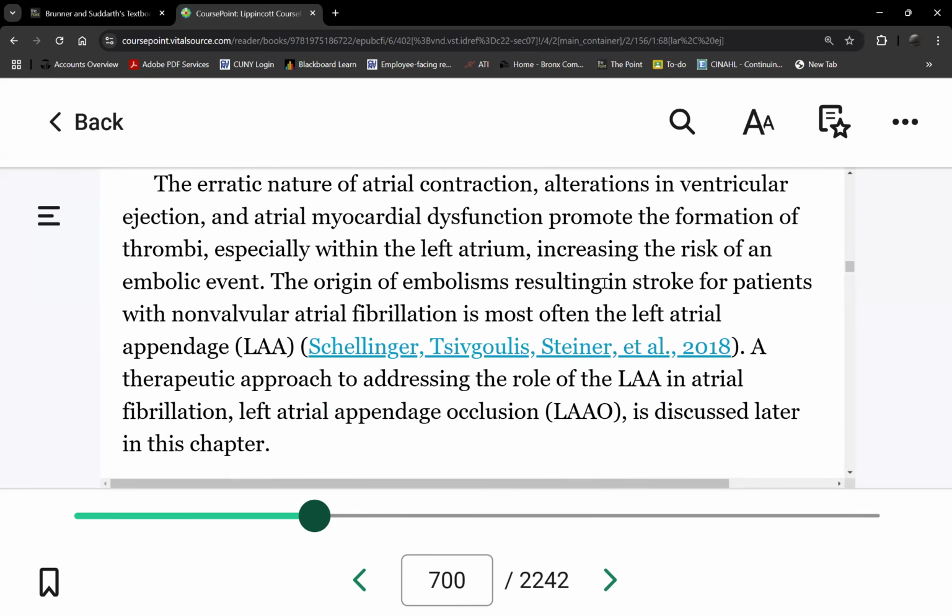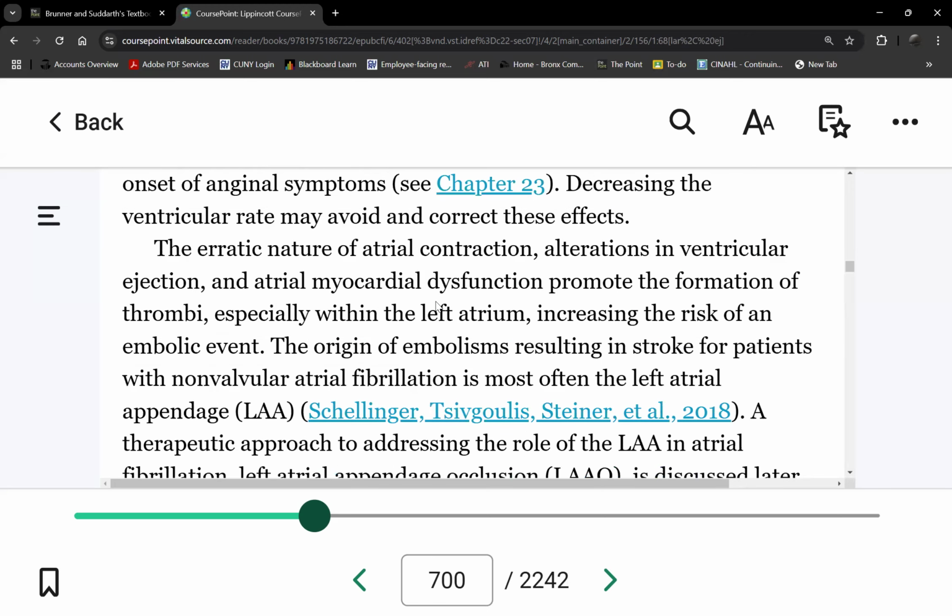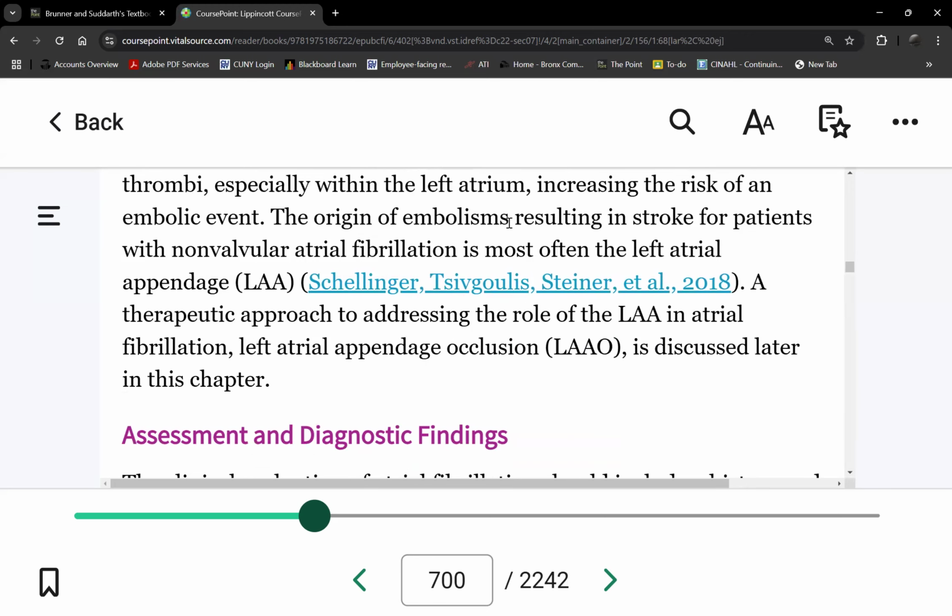Most clots in patients with AFib form in this area of the left atrium. We have a left atrial appendage. If you search online, it's like so, this is your heart. This is the left atrium, yeah? There's an appendage like this.